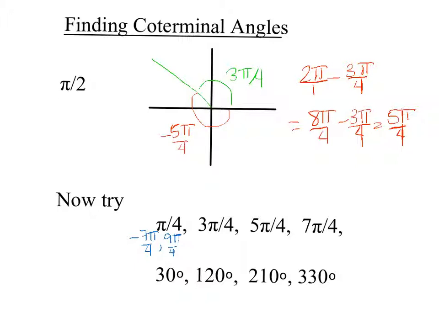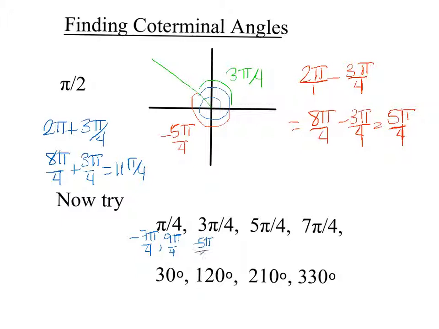Now if I wanted to get a positive coterminal, I'm going to go 1 full circle and then back to the 3 pi over 4. So 1 full circle is 2 pi plus the 3 pi over 4 again. So again, I'm going to get a common denominator. 8 pi over 4 plus 3 pi over 4 gives me 11 pi over 4. So now there's another coterminal. So for 3 pi over 4, I've got 2 of them. I've got negative 5 pi over 4, and I've got 11 pi over 4.